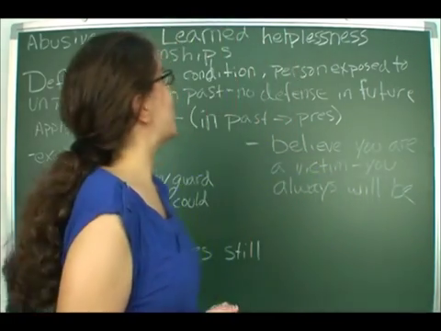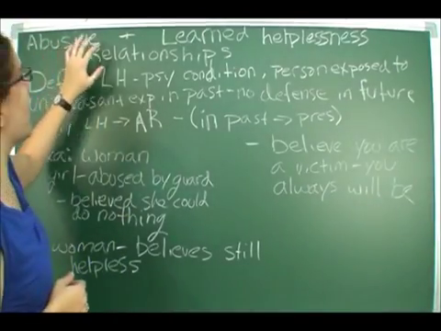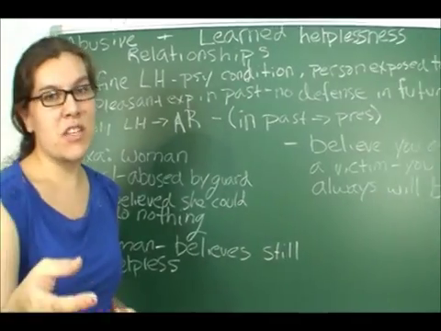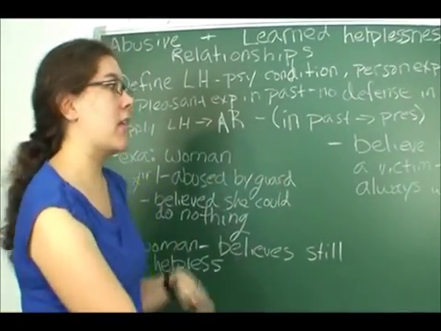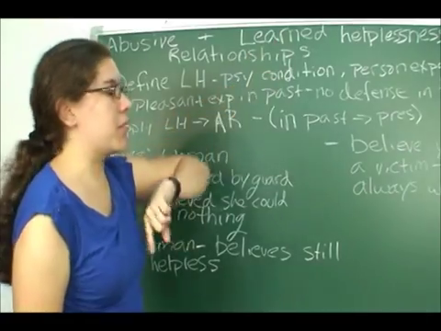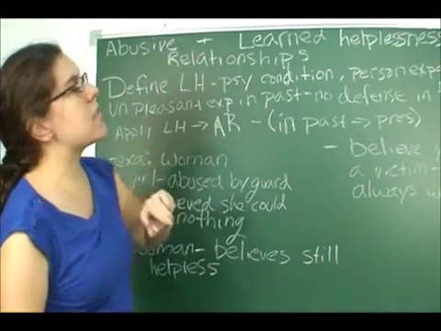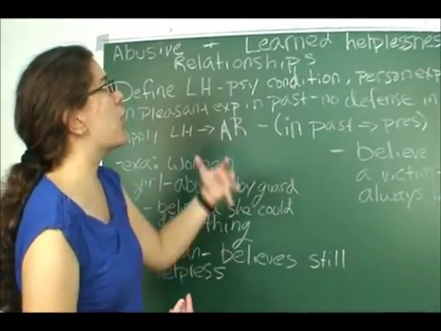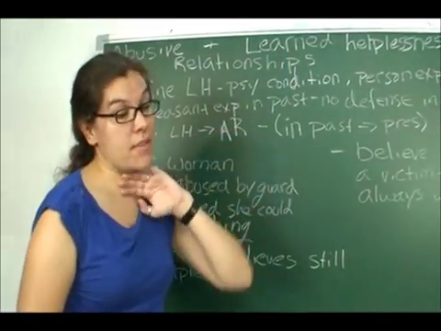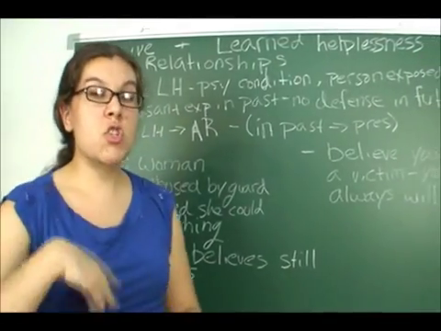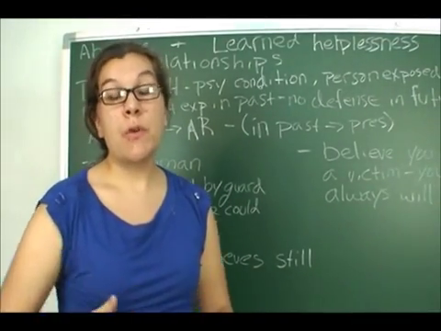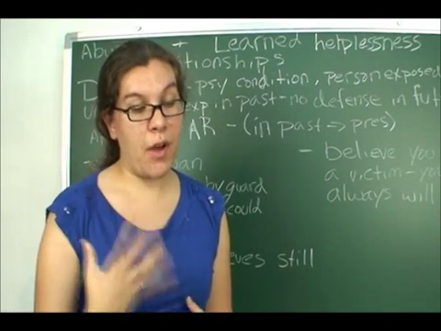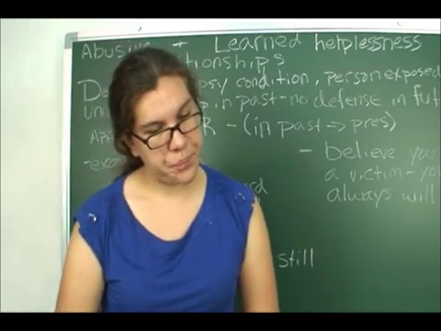So, as I said here, we're talking about abusive relationships. A relationship where one person is abusing or harming the other one causes people to learn that they are helpless. Now, in order to start this speaking script, we first need to know what we're talking about. So the first thing we should do is define learned helplessness.